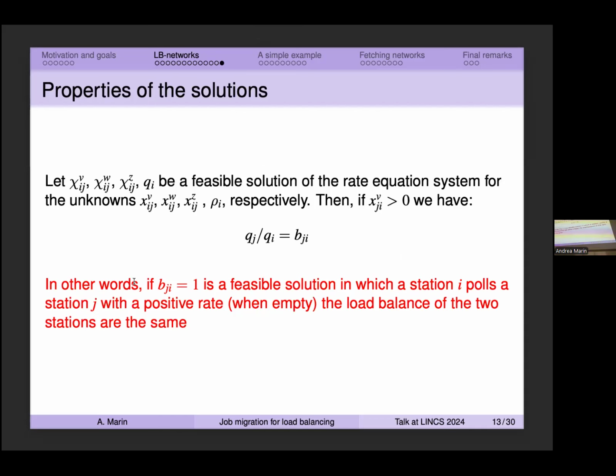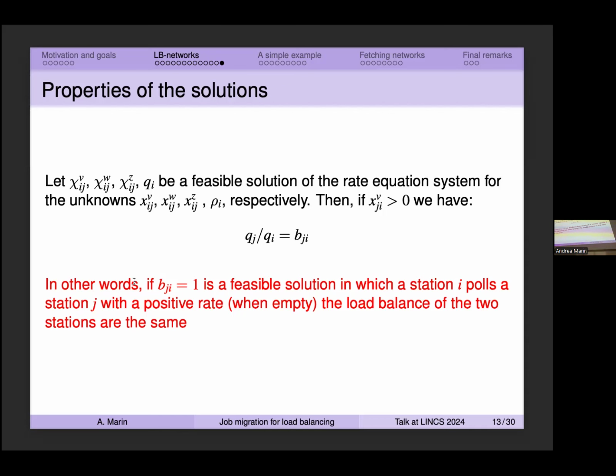So the ratio between the load factor of Qj and Qi is going to be equal to the parameter of the batch distribution that you have used to steal the jobs from the queue. Okay? So this means that if I set Bji equal to 1, which is the practical case because we want to reach perfect load balancing between the stations, so basically we steal all jobs of the polled station, it means that with the alpha obtained by the product form condition, the two stations are perfectly balanced.